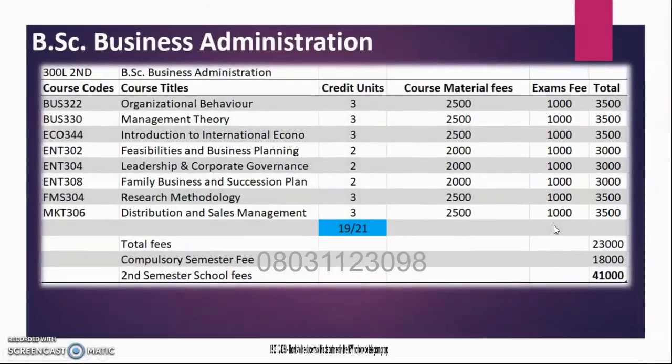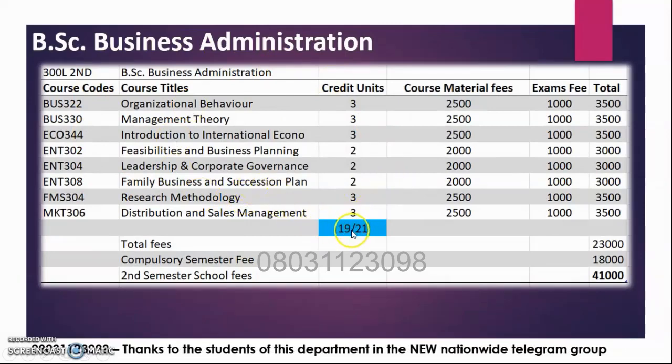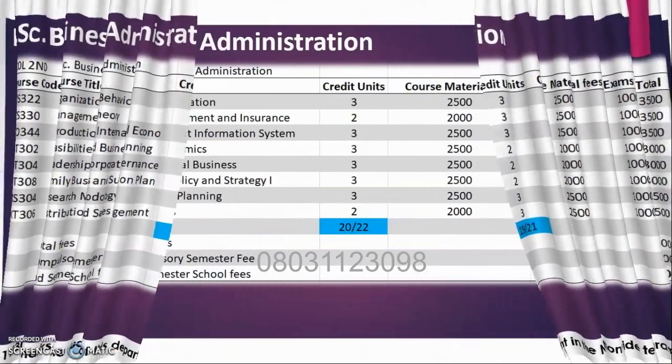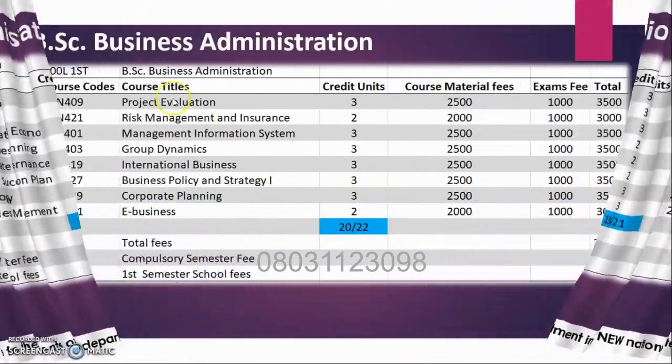Then 300 level second semester, these are your courses. You have 19. You are required to pass a minimum of 19. If you pass all of them, it's good. Pass all of them, it will boost your GP. So you have 41,000 to pay for 300 level second semester. So welcome to your final year.